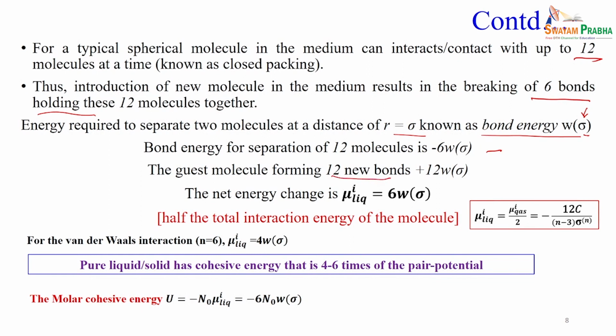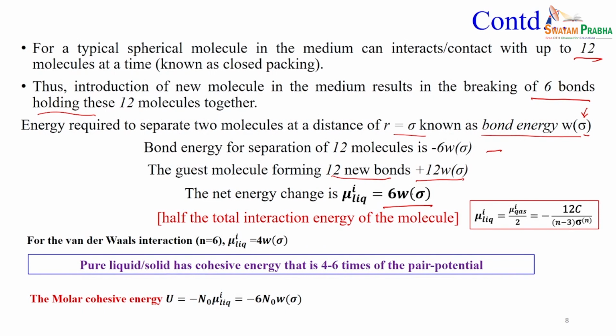So, for this the total bond energy, or the self energy, will be 12 times the pair potential. The net energy will be plus 12 minus 6, which is equal to 6 times the pair potential. So, this is a typical example which says that the self energy, or the bond energy, is about 6 times the pair potential, or the interaction energy between the 2 molecules.